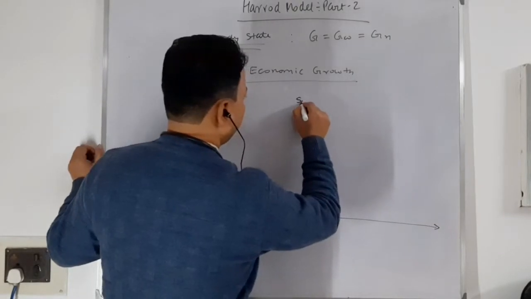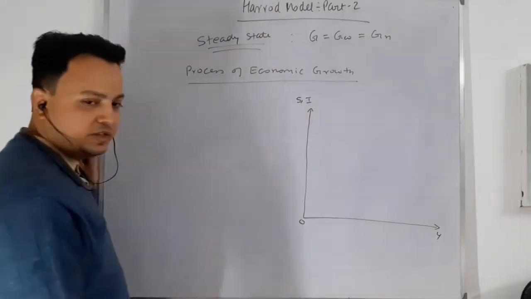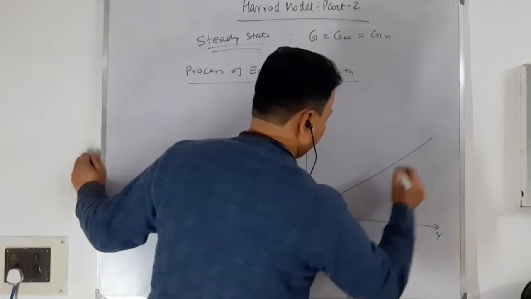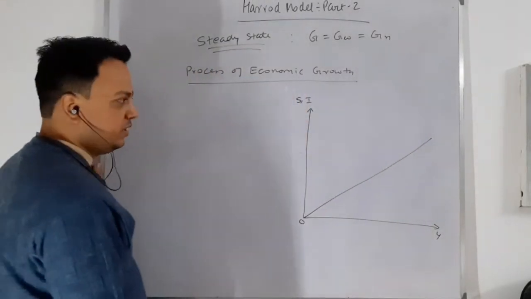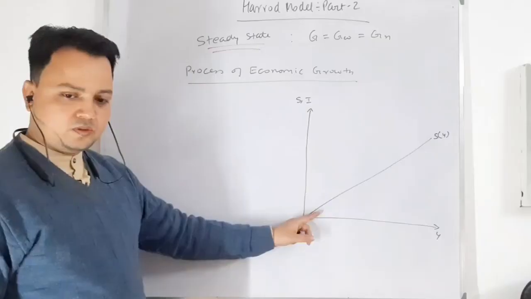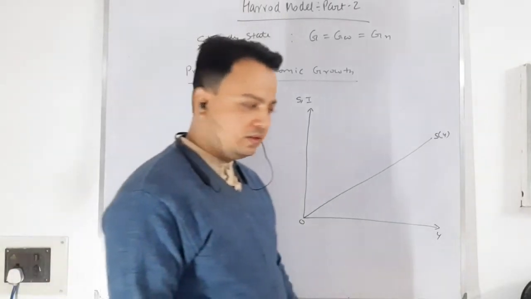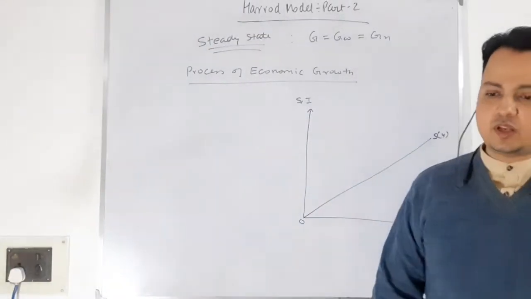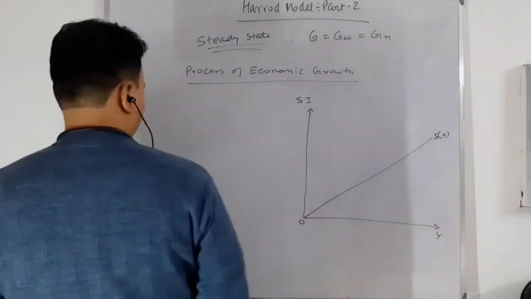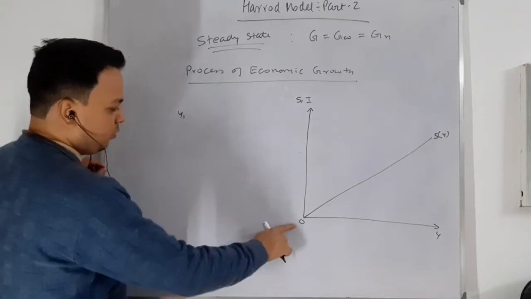I am taking saving and investment here and output here. One of the assumptions is that saving is a proportion of income. So the saving line will be from the origin, showing a proportional relationship between saving and income. That means the average propensity to save equals the marginal propensity to save. Now understand this graph. Suppose income increases from 0 to Y1.